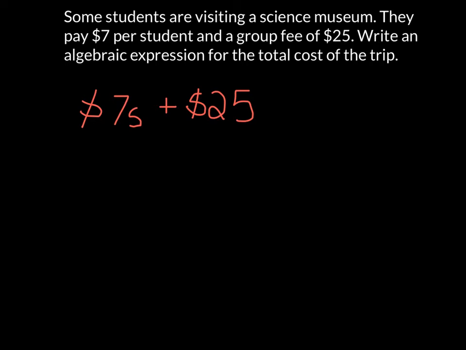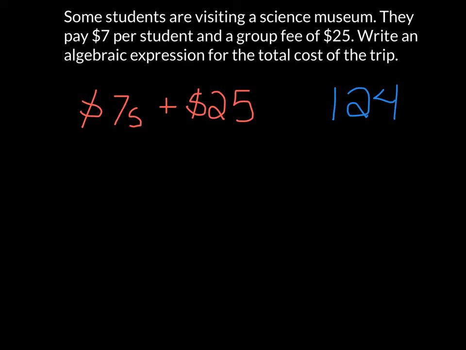Now, if they give us the number of students, they say there are 124 students going on the trip. So we can write that down, 124 students going on the trip. What is the total cost they will pay for the trip? To find the total cost, evaluate the expression 7s plus 25 when s equals 124. So now we can plug that 124 students into our variable s since now we know what it equals.